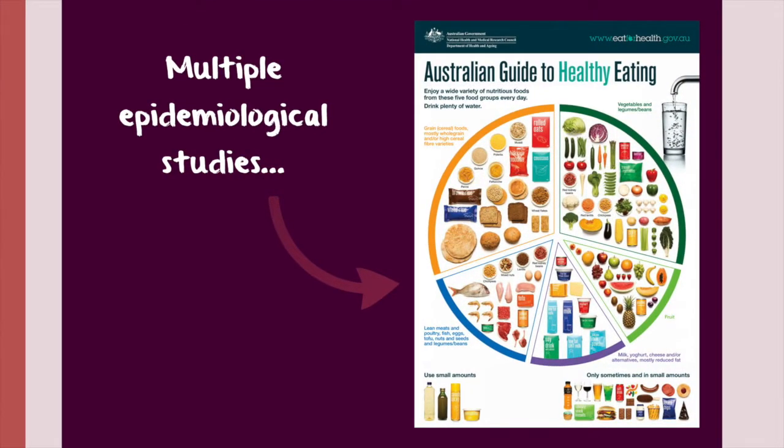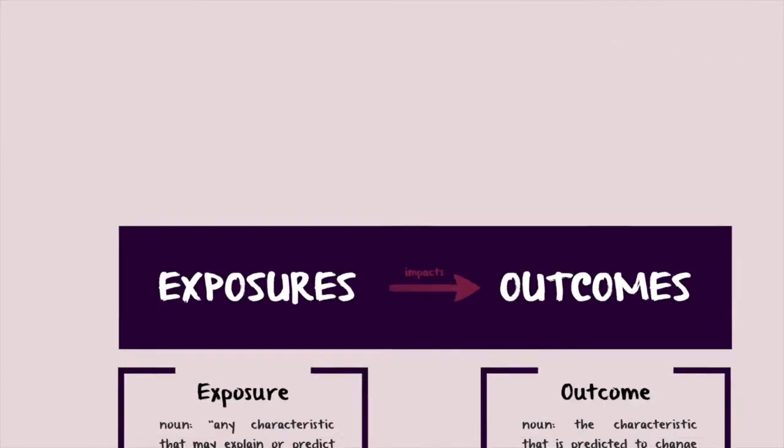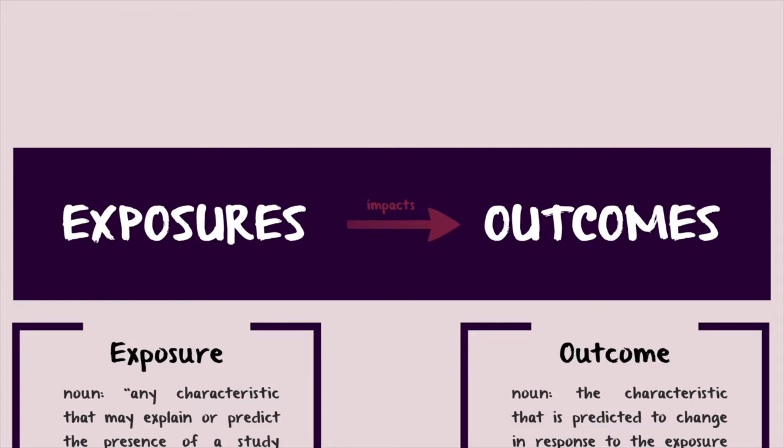The NHMRC's Australian Dietary Guidelines were developed based on various epidemiological studies and provide Australians with dietary recommendations to eat for health. A key way in which nutritional epidemiologists are able to understand how diet impacts on our health is through analysing the relationships between exposures and outcomes.